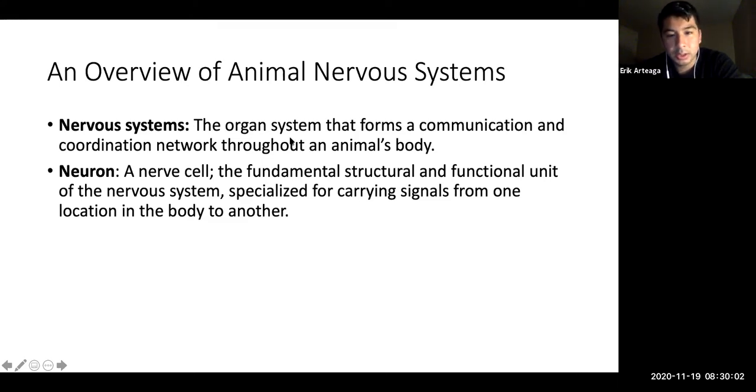Nervous system, the organ system that forms a communication and coordination network throughout an animal's body. A neuron, a nerve cell, the fundamental structure and functional unit of a nervous system, specialized for carrying signals from one location of the body to another. Okay, so nervous systems can be the central nervous system, the peripheral nervous system. So central includes the brain and the spinal cord. The peripheral nervous system will include the various ganglion and the other neurons that are descending away from the central nervous system. Okay, it can also be referred to the parasympathetic nervous system. Okay, which we'll get into in a little bit.